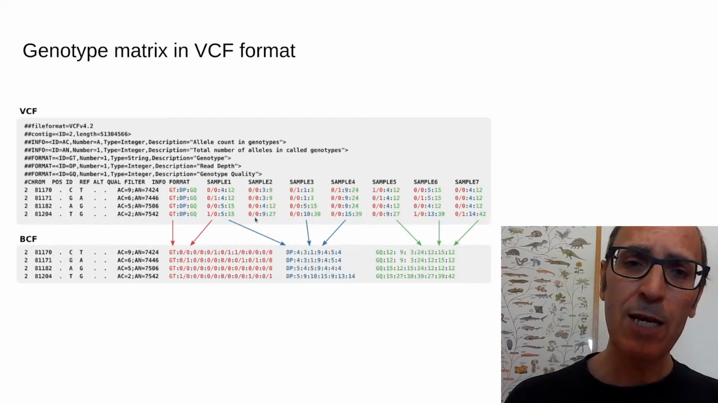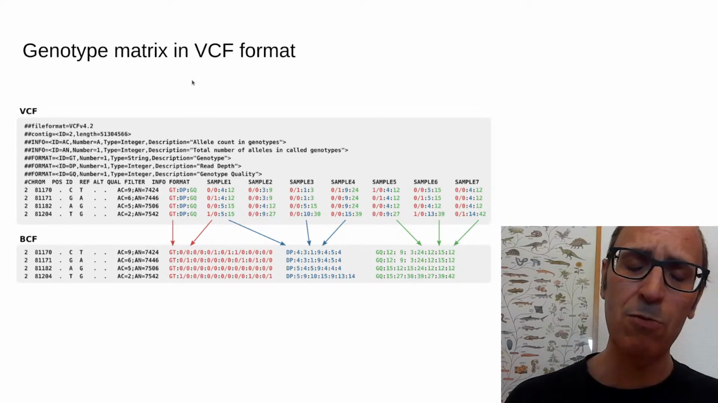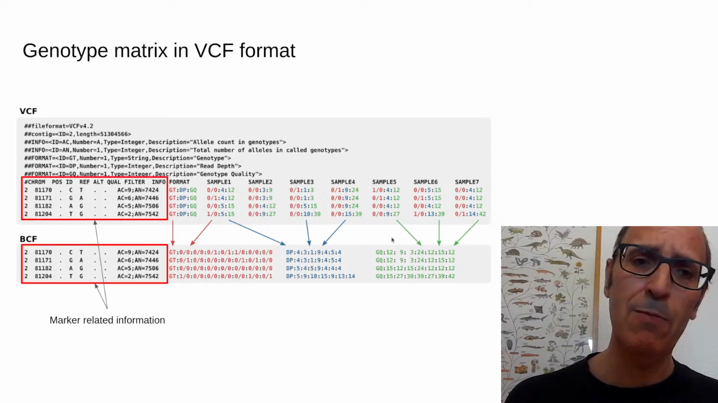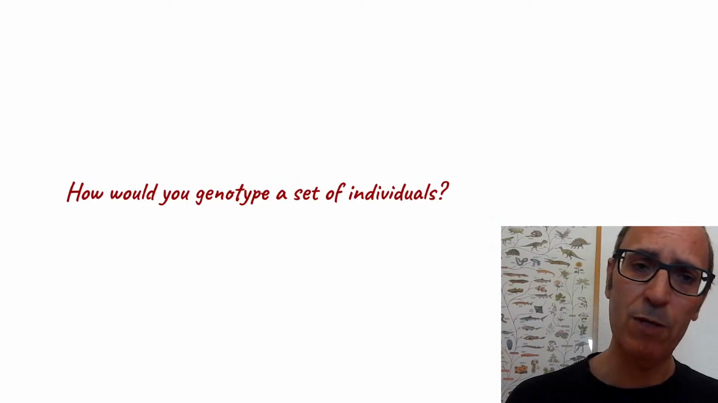Usually, if you get your data from sequencing, what you will have is a VCF format. I am not going to go into the details, but in the VCF format, you have information about the markers, and you have information about the genotype matrix, okay, in the VCF format.